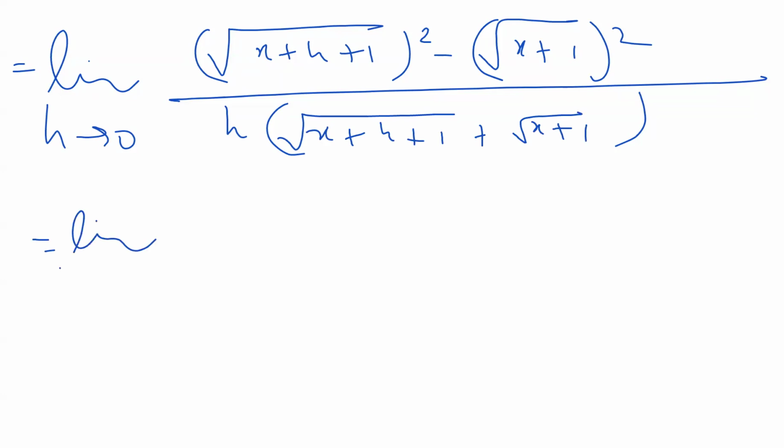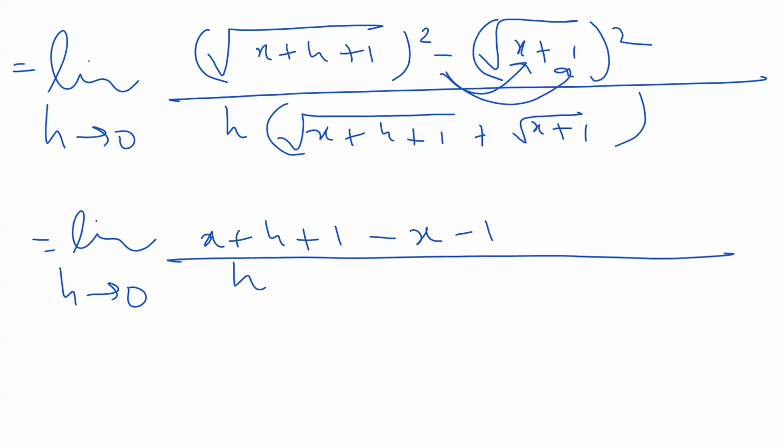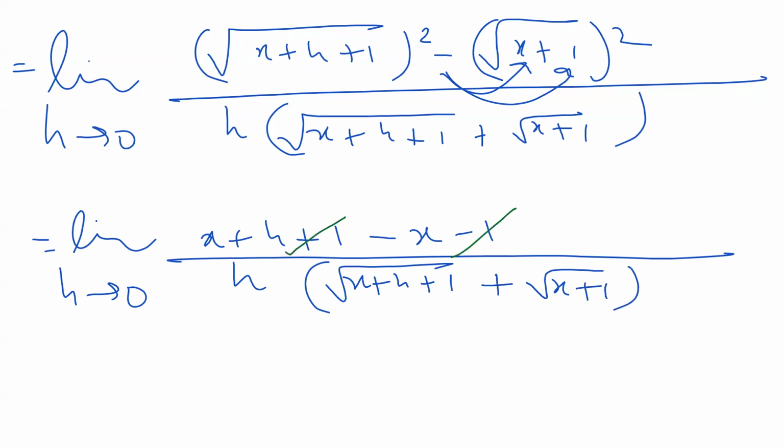Okay, now just open the bracket in the numerator. x plus h plus 1 minus x minus 1. The minus will be given to both. First of all, the root and square is getting cancelled. So we are left with h. Okay, now plus 1 minus 1 is getting cancelled.